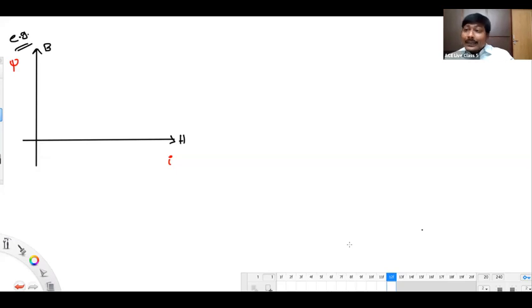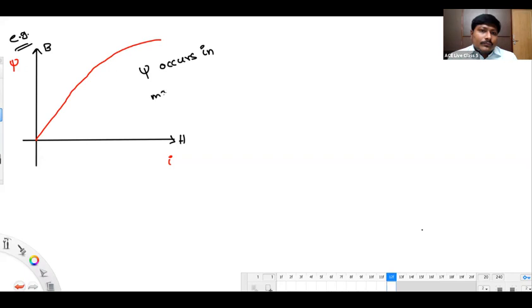then definitely there will be a saturation above a certain current. You will not get a linear shape all the time. You will get some non-linear shape beyond a certain value of current. So you might get the BH curve something like this, if the magnetic flux linkages psi occur in magnetic material.